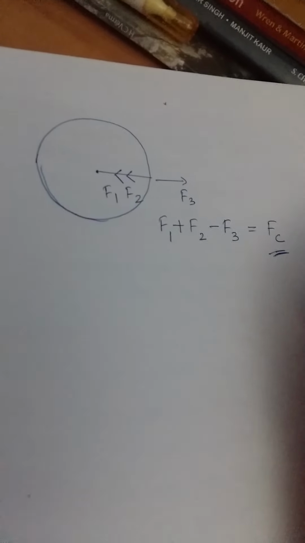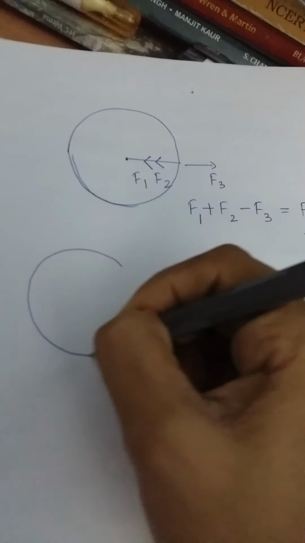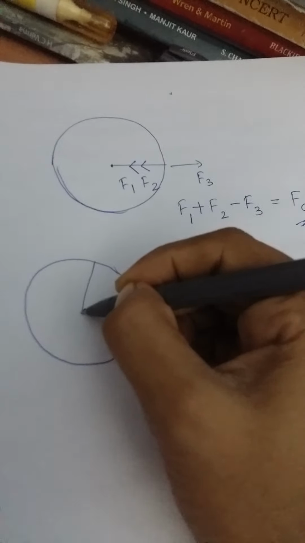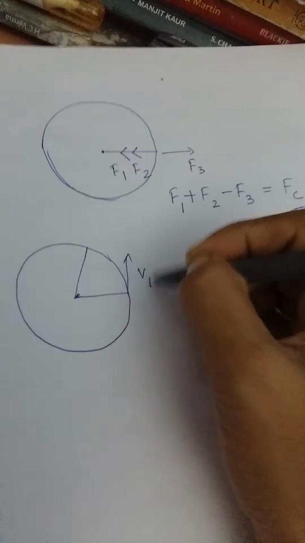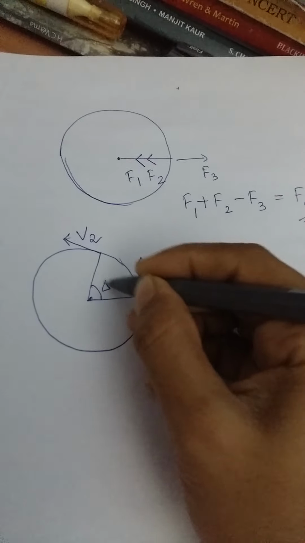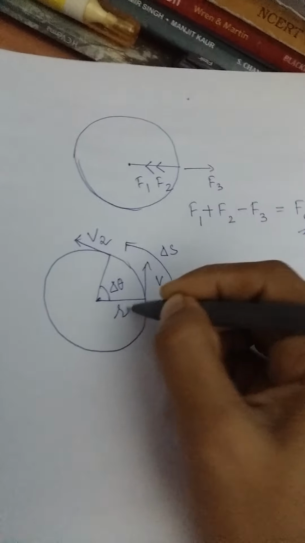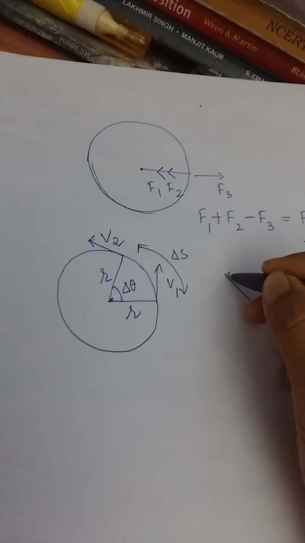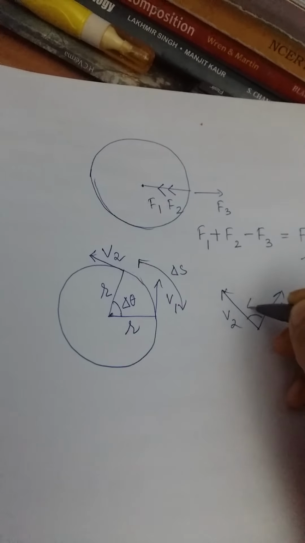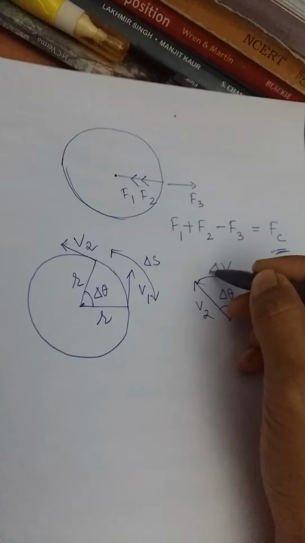Now we come to the expression for centripetal force. Here also we consider the same thing. The two velocities V1 and V2, this angle is del theta, this displacement is del s, this one is r. The angle between the two velocities V1 and V2 is also the angular displacement. And this is your change in velocity.